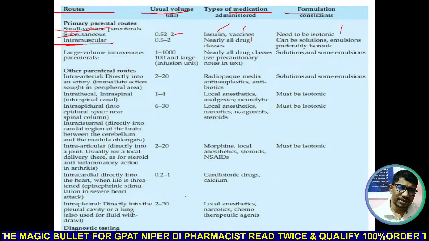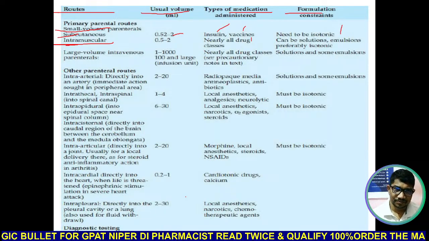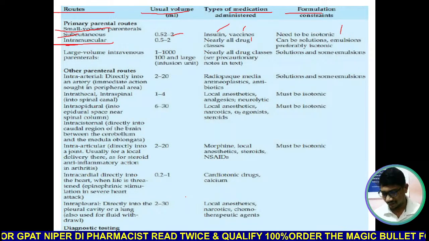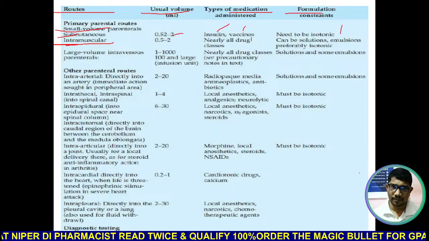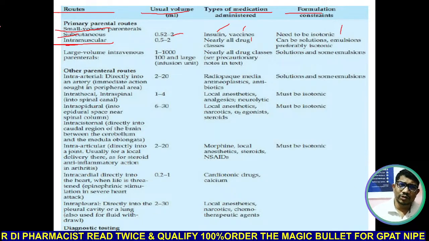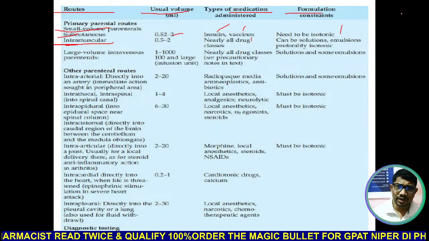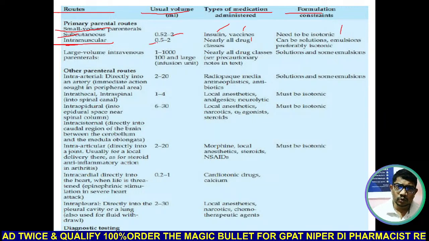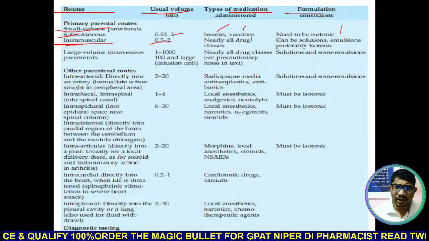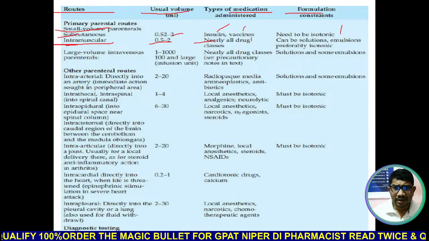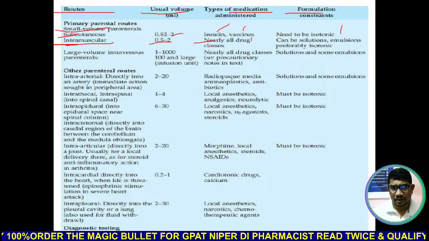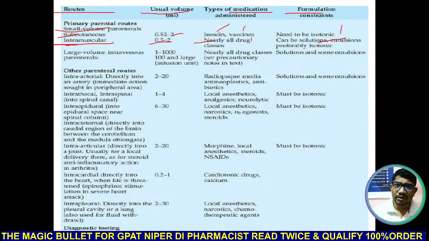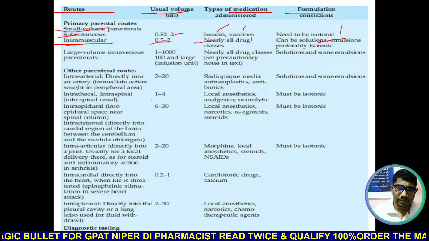Large volume parenteral means more than 500 ml, more than 100 ml, 100 to 1000 ml, है ना, ऐसा large volume parenteral होता है. So intramuscular injection, you can inject intramuscularly around 0.5 ml to 2 ml. Nearly all types of drug can be injected, even suspension can be injected. It can be solution, emulsion, है ना, or it can be a suspension.